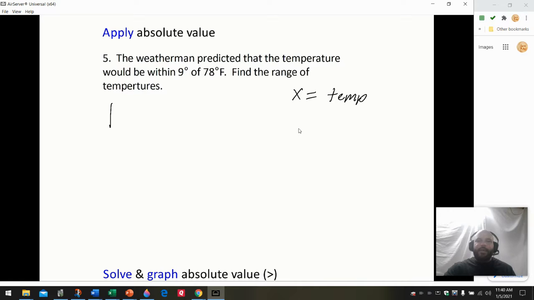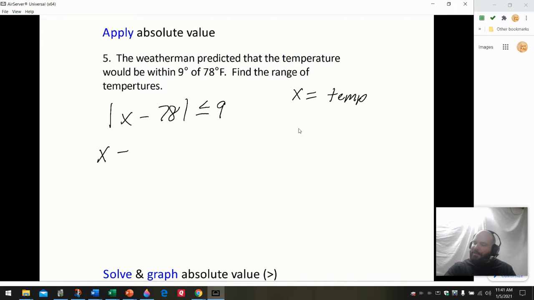So it's going to be the absolute value of x, and then the spread between x and the average temperature is 78 degrees. And we do know that it should be less than or equal to 9. So whatever the temperature is, minus the predicted temperature of 78, there will be not more than a 9-degree difference between those two. And so now it's just a matter of solving those by splitting them into two inequalities like we did in the last problem.